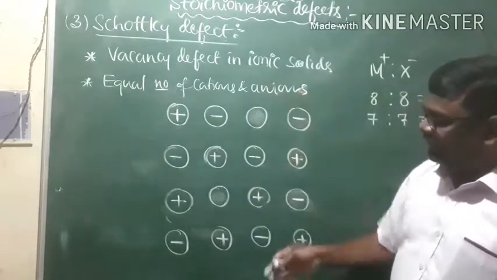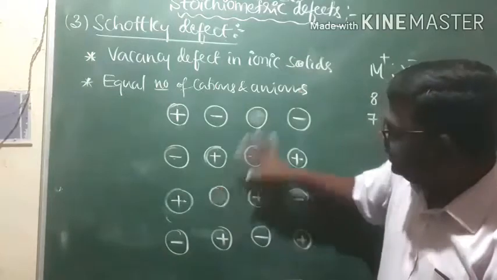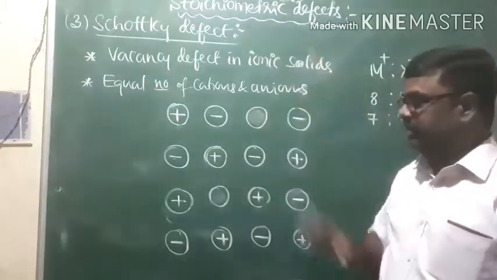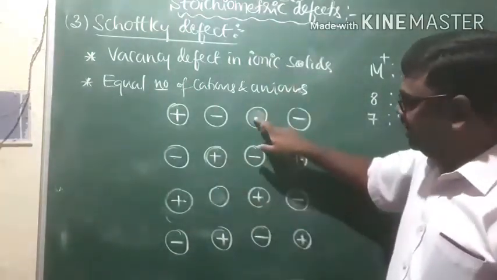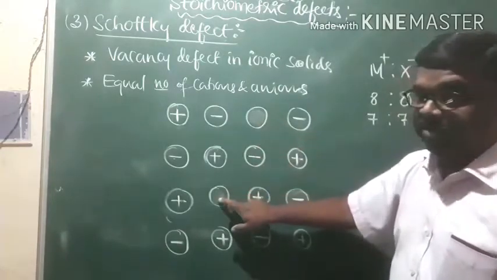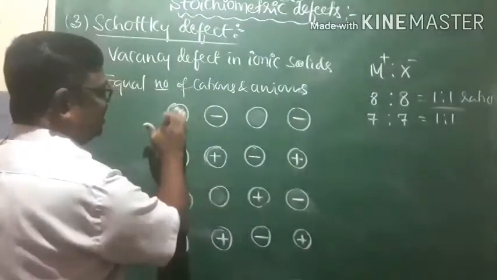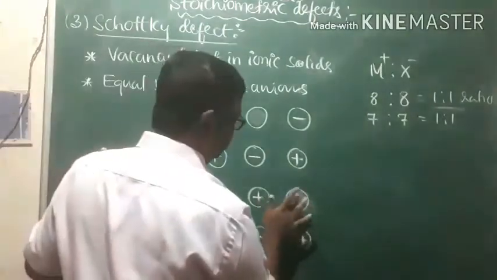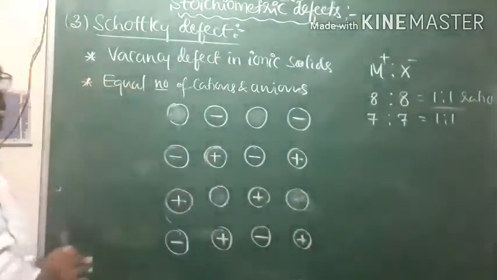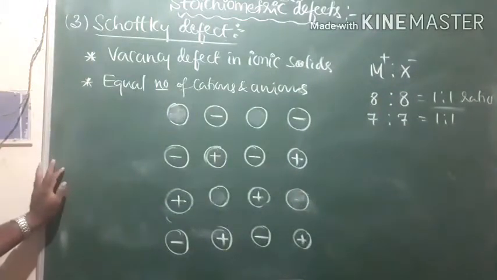Yes, you can draw this particular diagram for understanding. In this Schottky defect diagram, if one cation is missing, the same number of anions go missing. If two cations are missing, there should be two anions. That is, equal numbers of cations and anions are missing from their lattice sites.